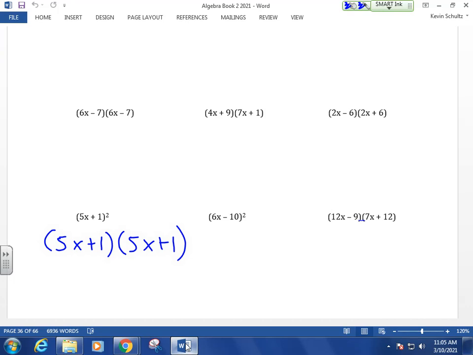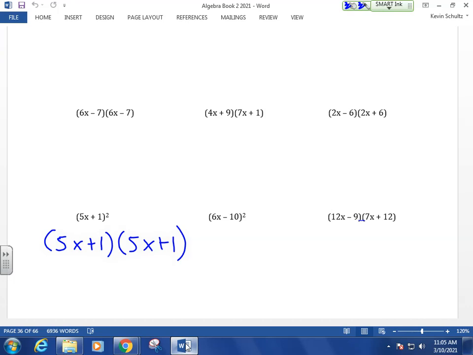So if you have an exponent outside of parentheses, you're squaring a binomial. It's not just good enough to square the 5x and square the 1. You need to write it out as 5x plus 1 times 5x plus 1 and multiply both binomials using one of the processes that we talked about the other day. Yeah? Sure. Okay, so hopefully that clarifies that and then helps with that second one too.